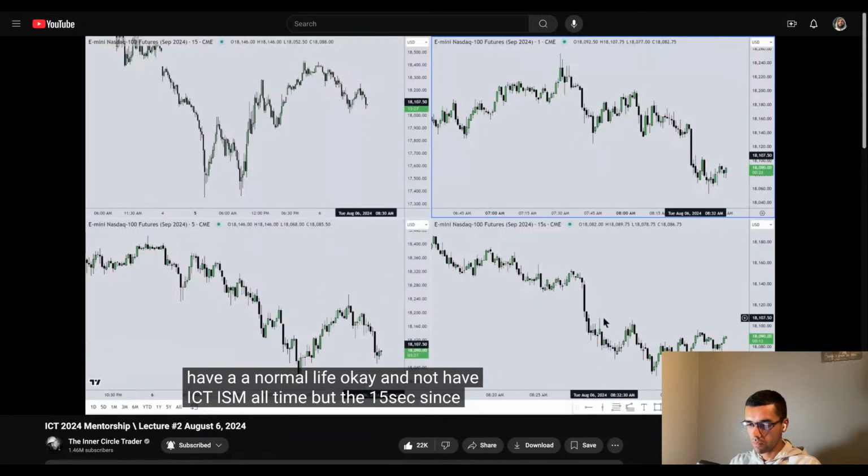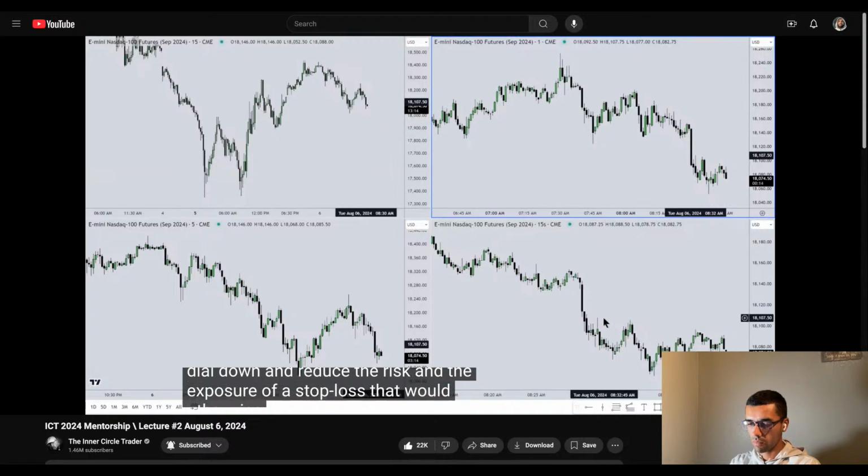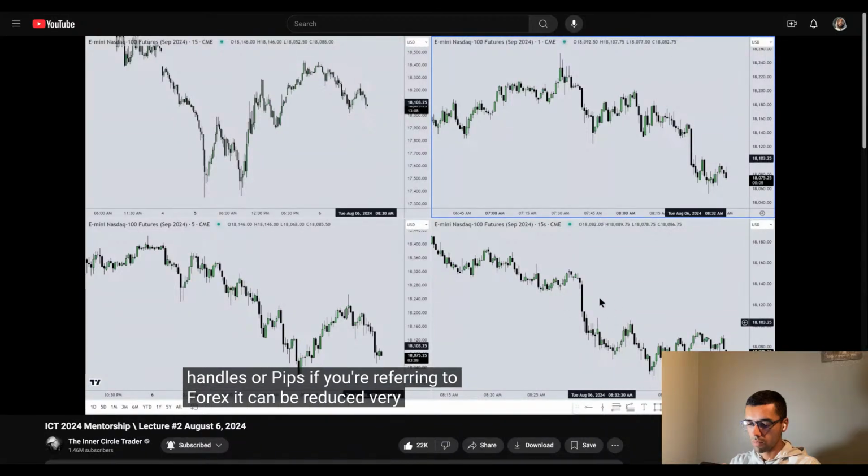But the 15-second just simply gives you more opportunities to get into a move that's underway. That's really all I'm saying. Or to dial down and reduce the risk and the exposure of a stop loss that would otherwise probably require many more handles or pips if you're referring to Forex. It can be reduced very small because you're looking at a 15-second time frame.